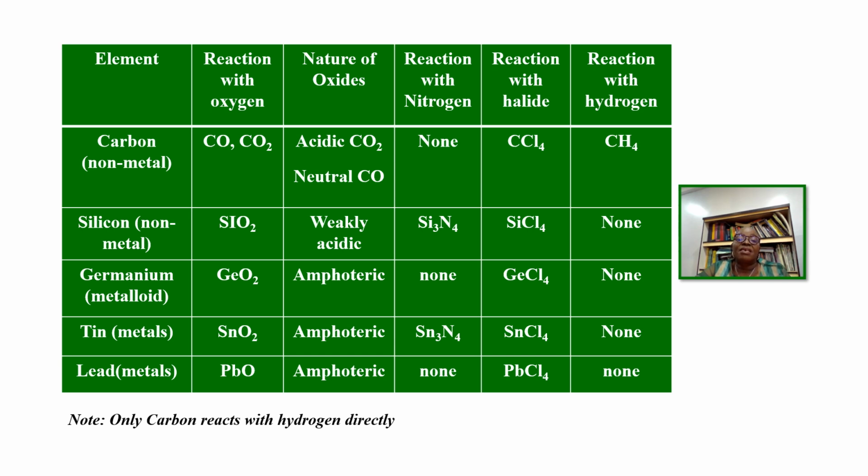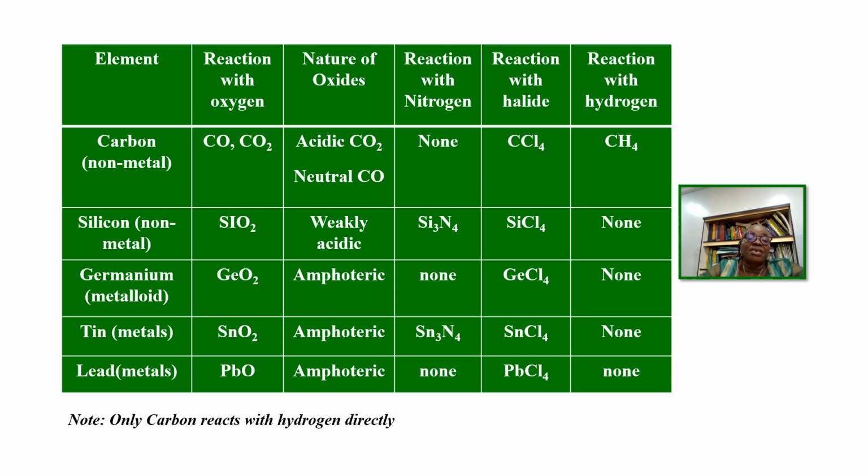How are the reactions of these elements? Elements of this group react with oxygen. Carbon forms carbon monoxide and carbon dioxide. All members, when heated in oxygen, form oxides, and they can form MO or MO2 respectively, as seen from the table.